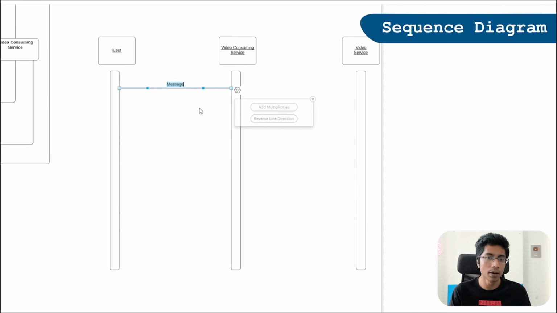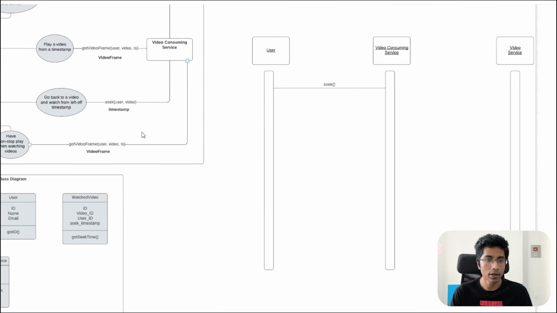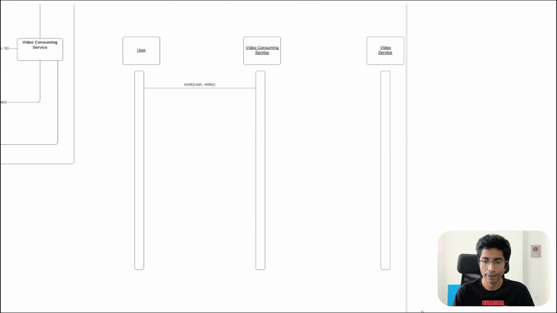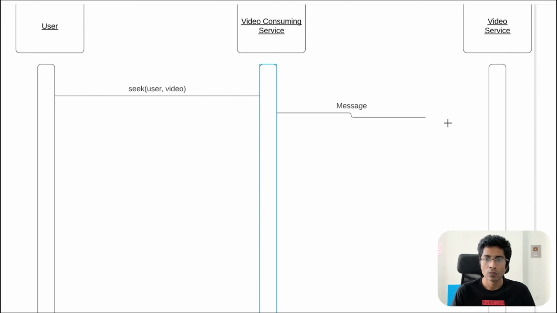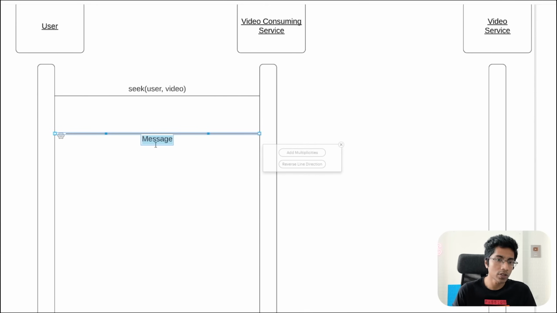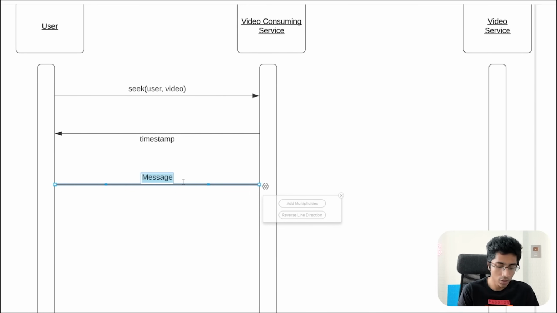First, the user sends a message. What message is this? Right? Like we said earlier, this is going to contain user information and the video information. This is responded to by the video consuming service immediately because it knows up to what point a user has seeked a video. So that is, you return a timestamp. Now the user is going to make another interaction, which is play or get video frame, right? So get me the video frame as this user or this video at a timestamp.